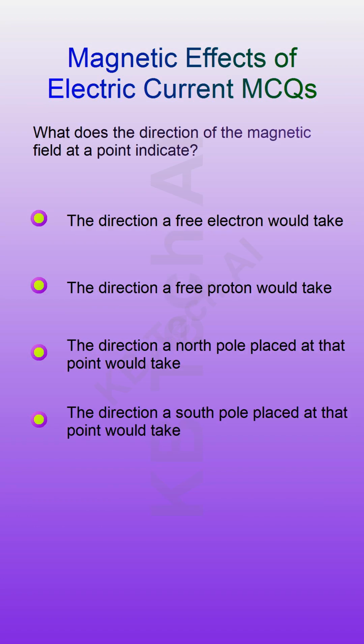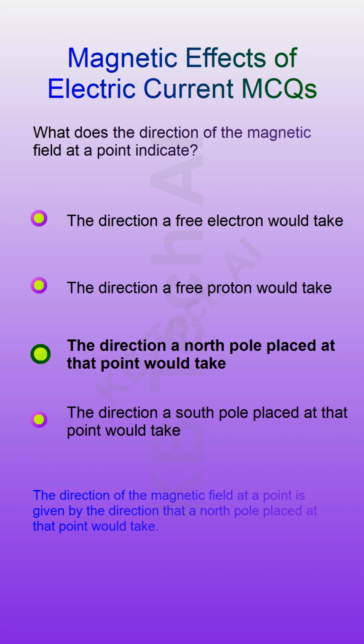What does the direction of the magnetic field at a point indicate? Option 1, the direction a free electron would take. Option 2, the direction a free proton would take. Option 3, the direction a north pole placed at that point would take. Option 4, the direction a south pole placed at that point would take. The answer is, option 3, the direction a north pole placed at that point would take.